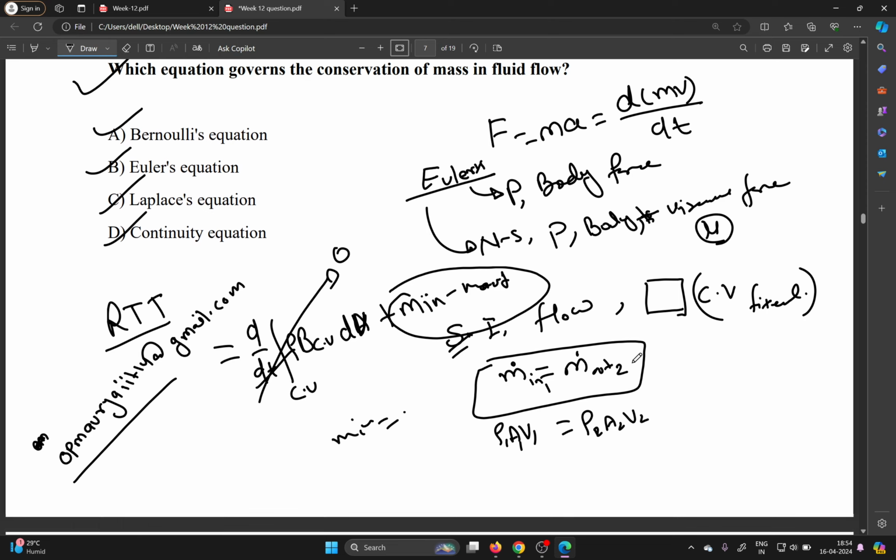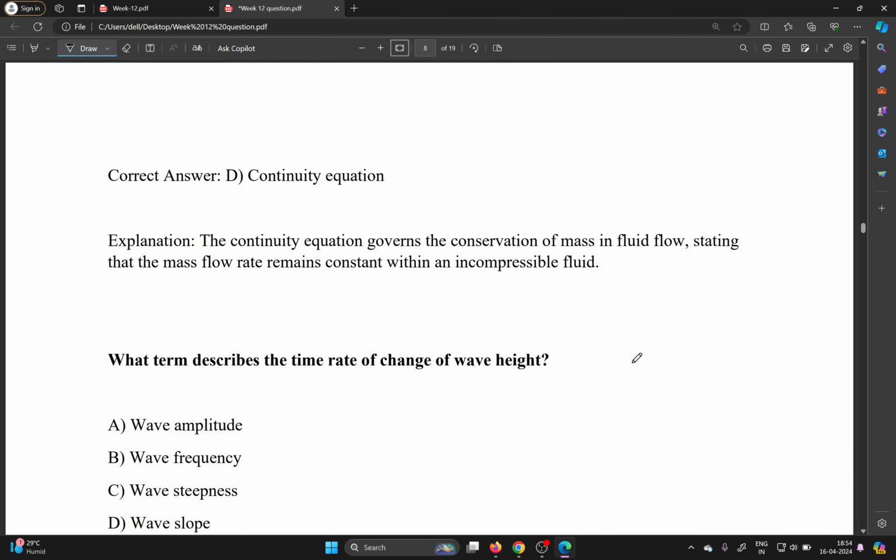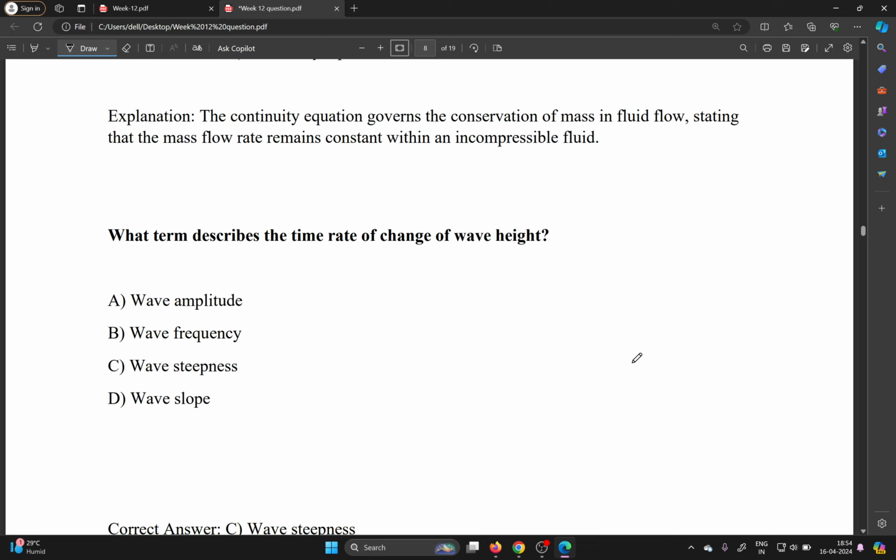Now, moving ahead to the next question. What term describes the time rate of change of wave height?